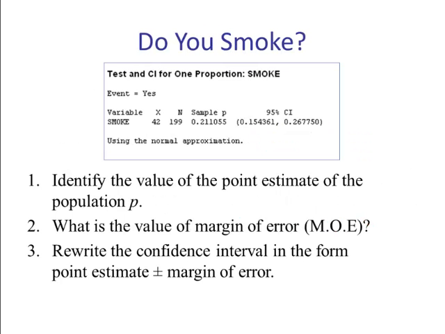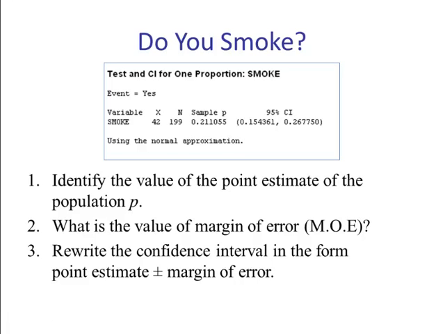Now this is our last example. We are given a confidence interval in Minitab. This is coming from the student survey data, and the question is, do you smoke? Our X is going to be how many people indicated yes, they do smoke. So the first thing we're going to do is identify the point estimate for the population P. Then we're going to find the margin of error, and then we're going to rewrite this confidence interval as a point estimate plus or minus margin of error.